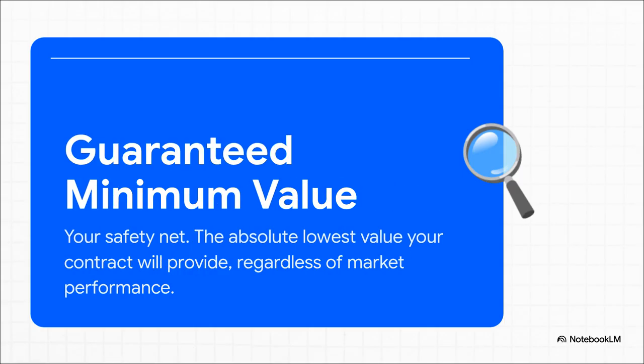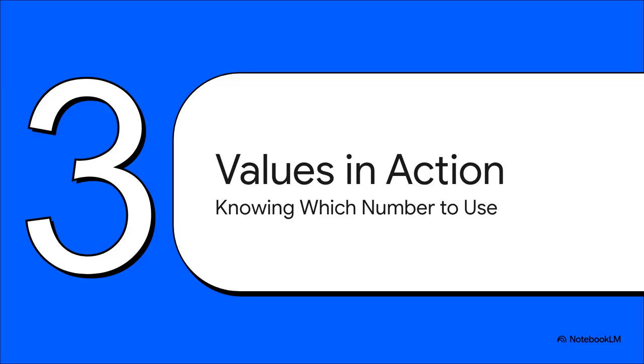And finally, there's the safety net number, or the guaranteed minimum value. This is your contractual floor. It's the promise from the insurance company that no matter what happens in the markets, your contract will never, ever be worth less than this specific amount. It's all about peace of mind. Okay, so we have officially defined all the different pockets in our annuity wallet.